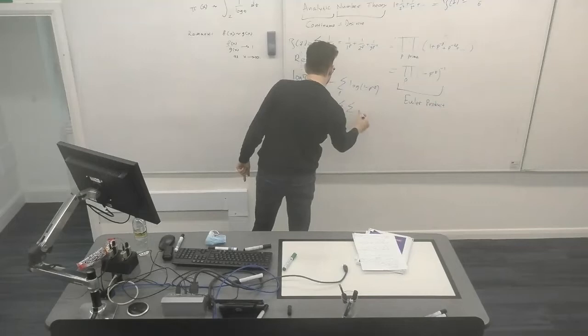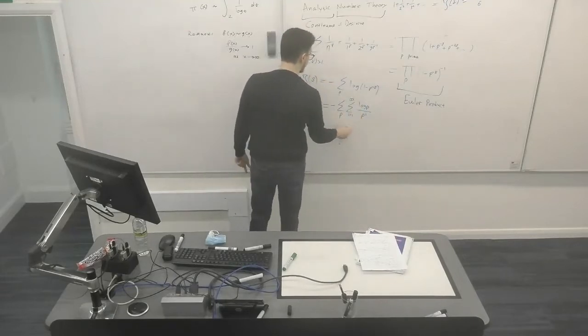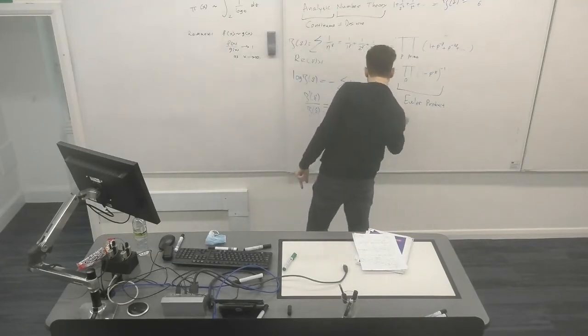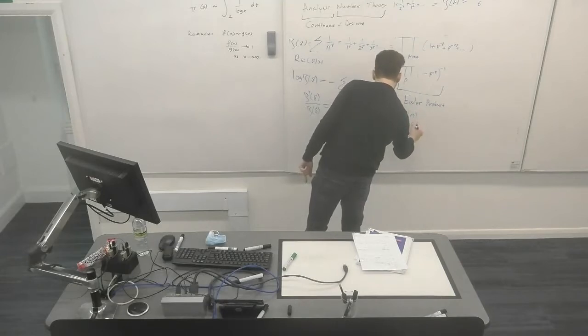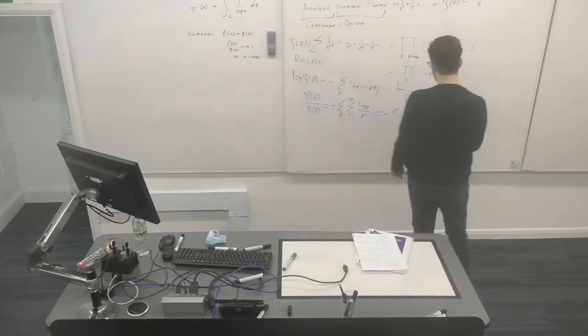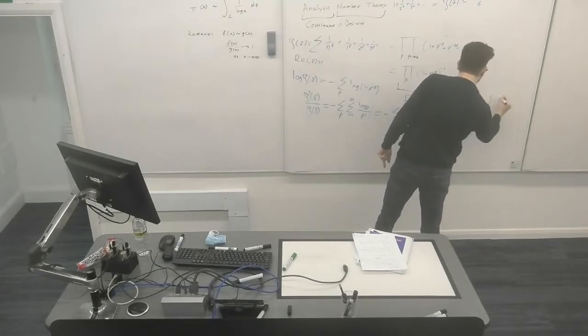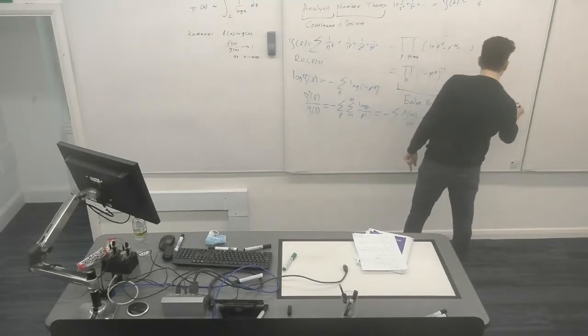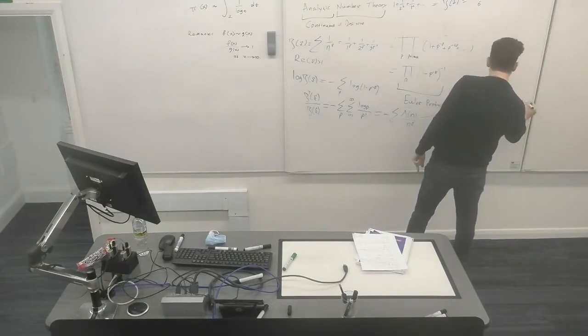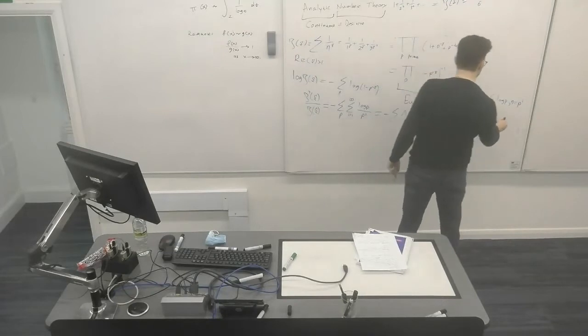But this is going to be basically the sum of log p over p to the i for i from 1 to infinity. So if we take those two sums together, what we get is this thing, where lambda here is just a fancy way to say that this is going to be log p if n is equal to p to the i for some prime p and some i, and zero otherwise.